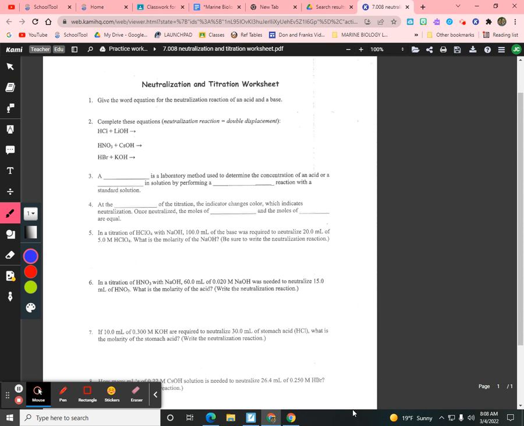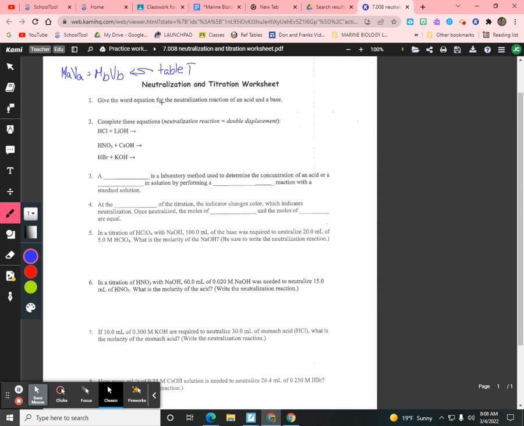All right, we're going to do a worksheet on neutralization and titration. This should be familiar to you because we did this formula, which is the MAVA formula. MAVA equals MBVB, the formula that you're going to find on Table T.